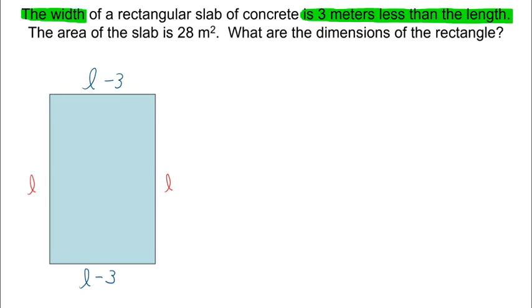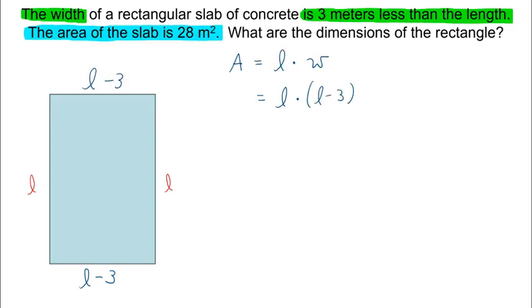The next thing I notice about this problem is in the second sentence. The area of the rectangle is 28 meters squared. And when it comes to rectangles, we know that area is equal to length times width. Or in our case, length times, and the width is L minus 3. So we'll have the area is equal to L times L minus 3. And we know that the area is 28 square meters. Now we have an equation that we can solve for L.